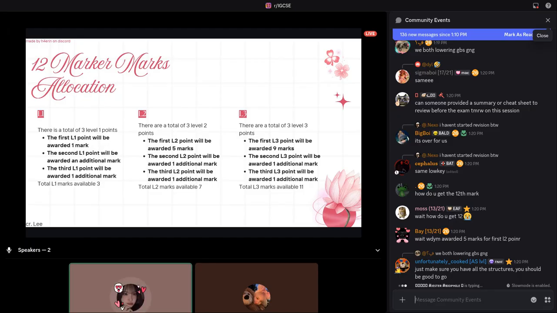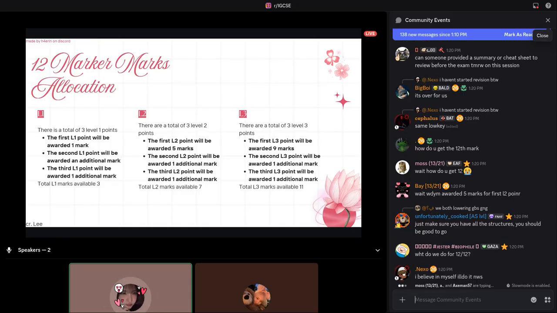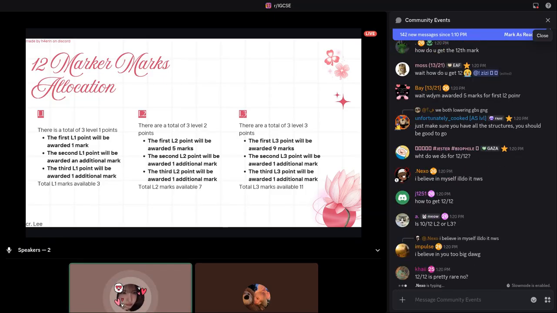So 5 marks will be awarded for the first level 2 point. For example, that's already one option. So let's say maybe you have to evaluate 3 different options. So for one option where you already explain the advantages or disadvantages or the impact on the business, you will get already 5 marks. For 12 out of 12, you would need to put at least application in it.